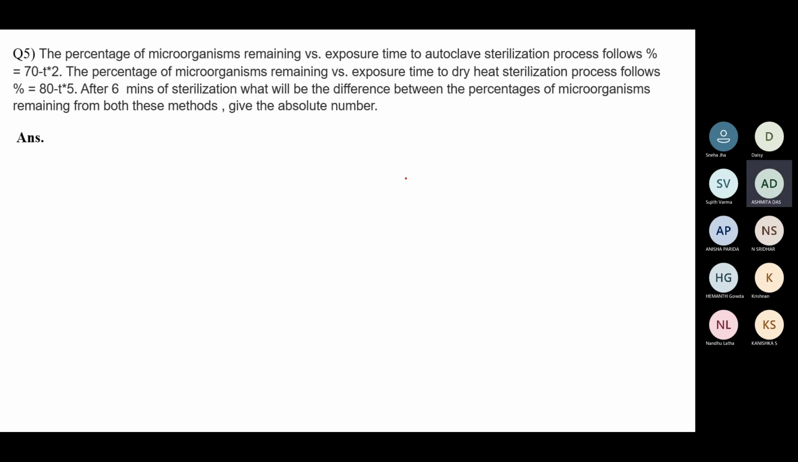The percentage of microorganism remaining versus exposure time to the autoclave sterilization process follows percentage 70 minus T into 2. The percentage of microorganism remaining versus exposure time to the dry heat sterilization process follows percentage 80 minus T into 5. So after 6 minutes of sterilization, what will be the difference between the percentage of microorganisms remaining from both the methods? Give the absolute number. Kindly solve this question.